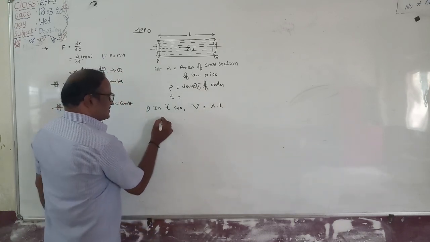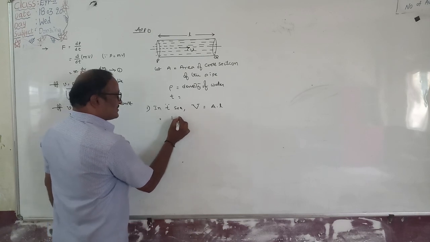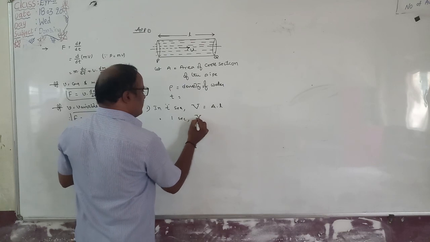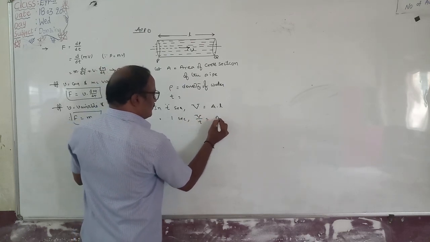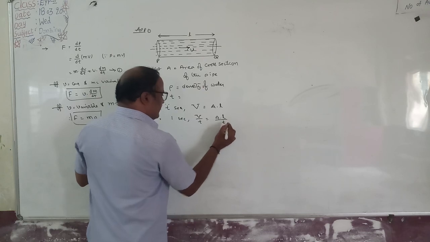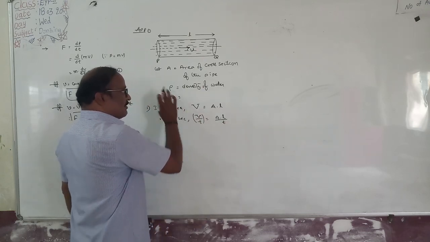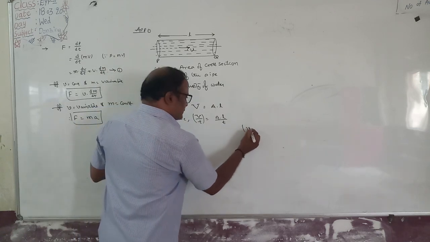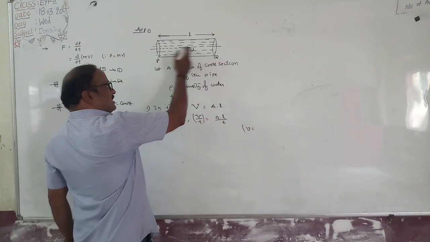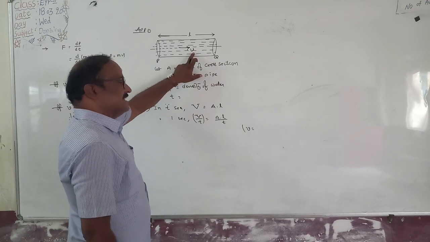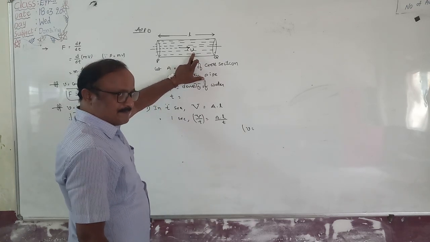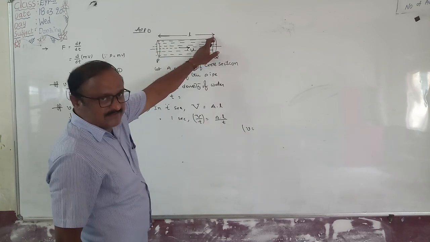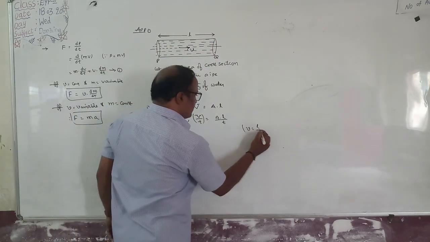Okay. Next, in a time of 1 second, the volume of water flowing through the pipe is V by T, which is equal to A into L by T. This is the volume of the water flowing through the pipe in 1 second. Again, as the water is flowing through the pipe with a constant velocity, velocity is equal to displacement by time. Here, what is the displacement? Displacement is nothing but the length of the pipe. So, therefore, v is equal to L by T.